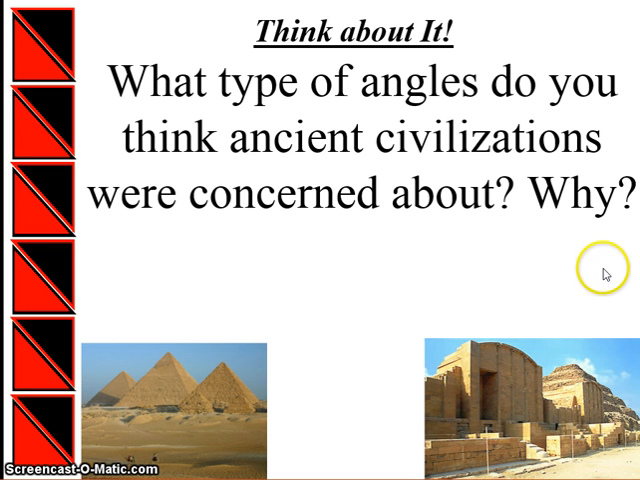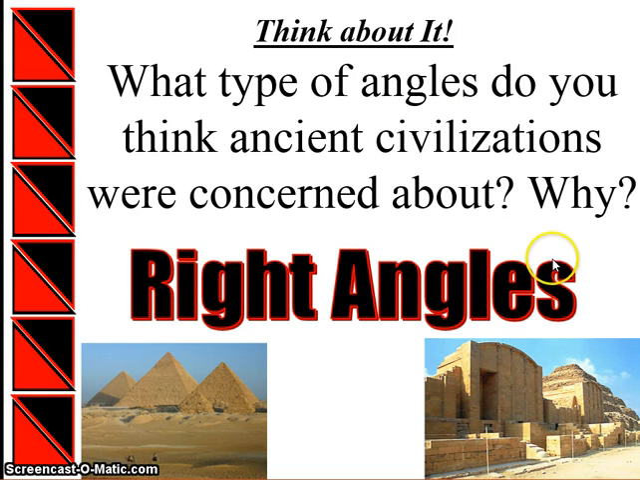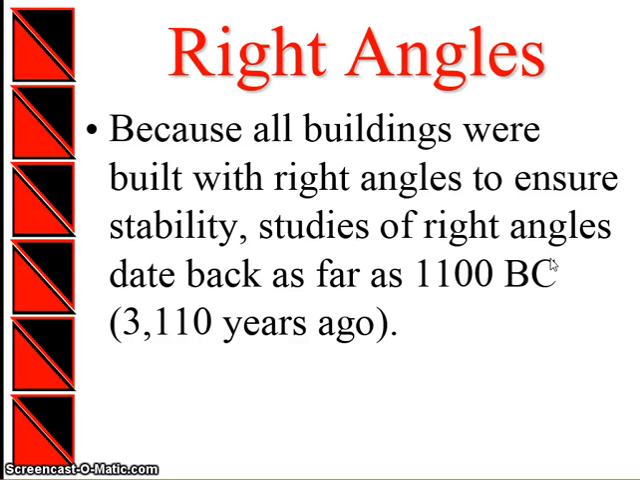So let's first think about what type of angles ancient civilizations would be concerned about and why. Well, given the pictures down here, you can start to think about the why as building purpose. But the angles that they were concerned about were right angles. Right angles were important because all buildings were built with right angles to ensure stability, and studies of right angles date as far back as 1100 BC, which is over 3,110 years ago.